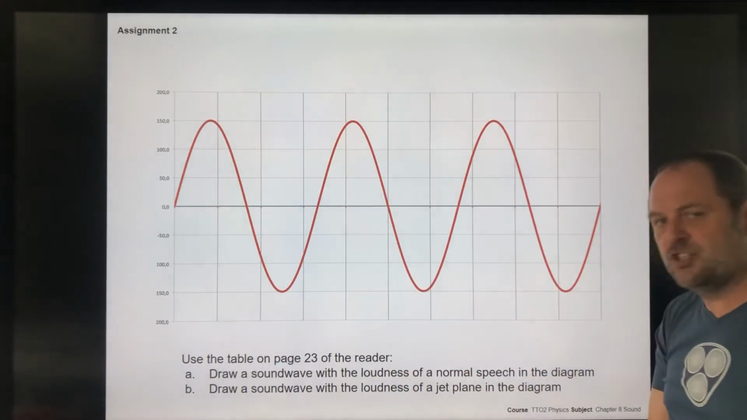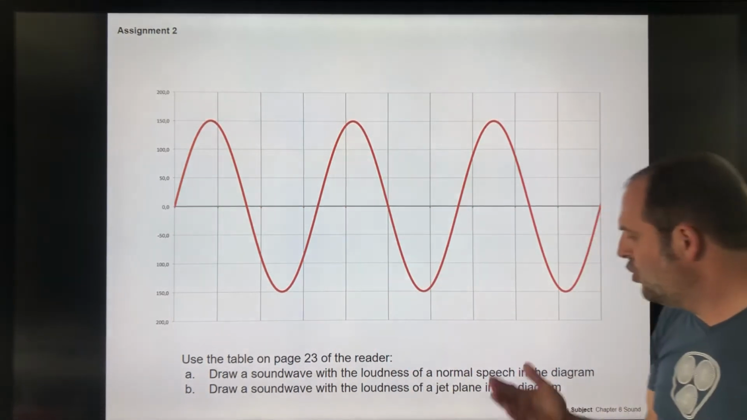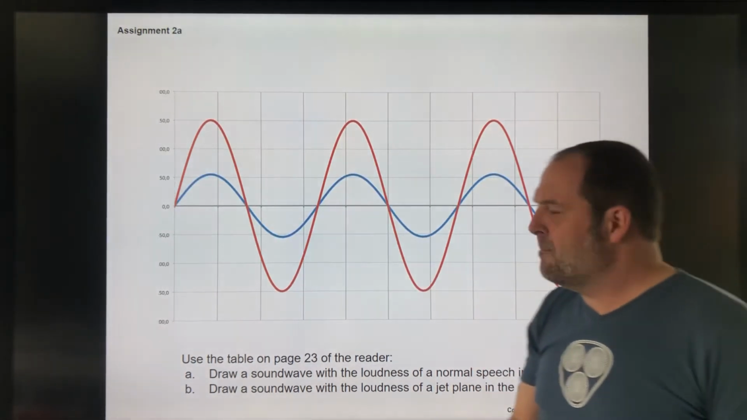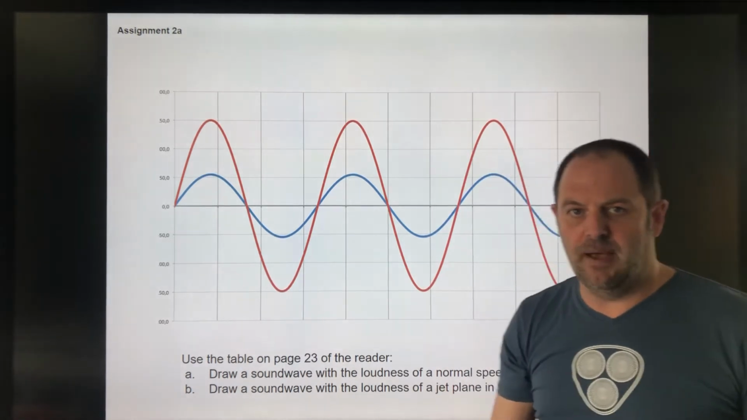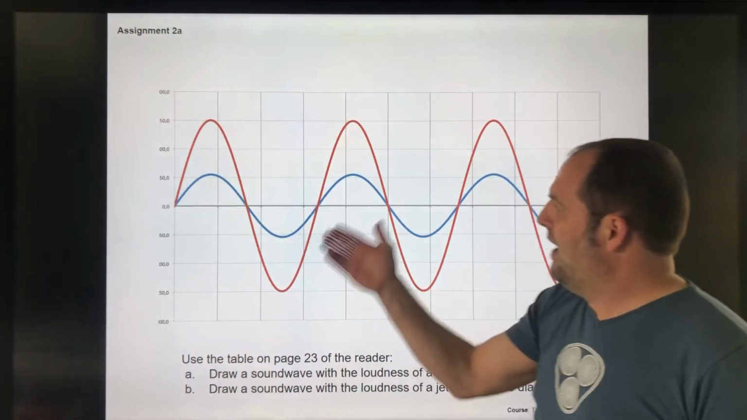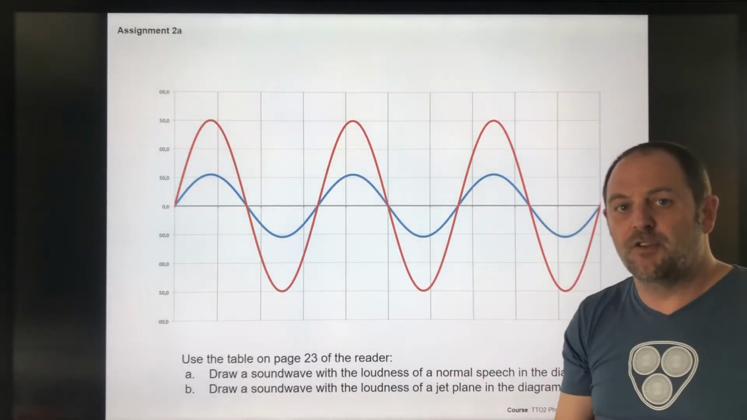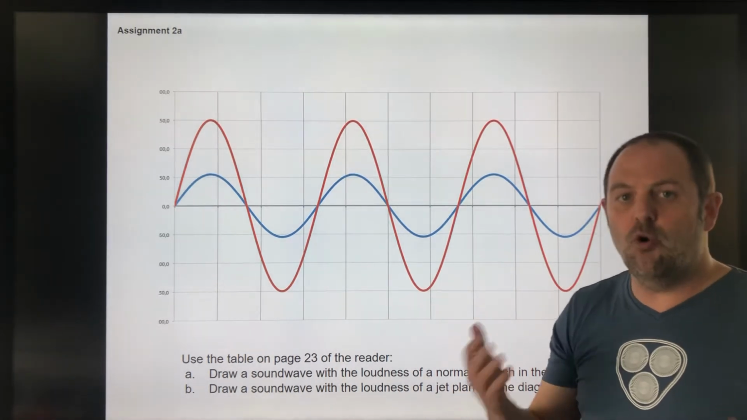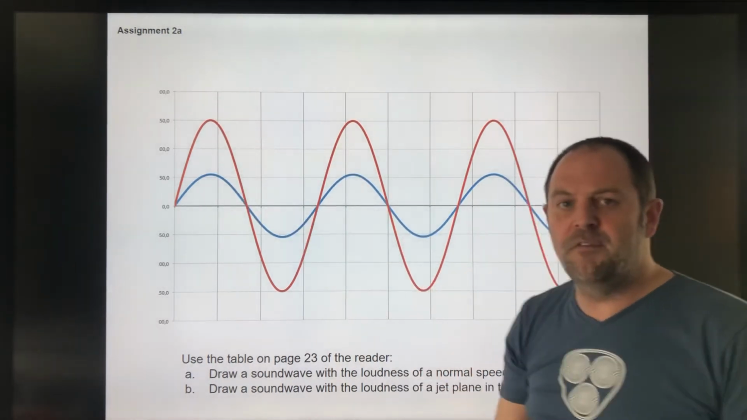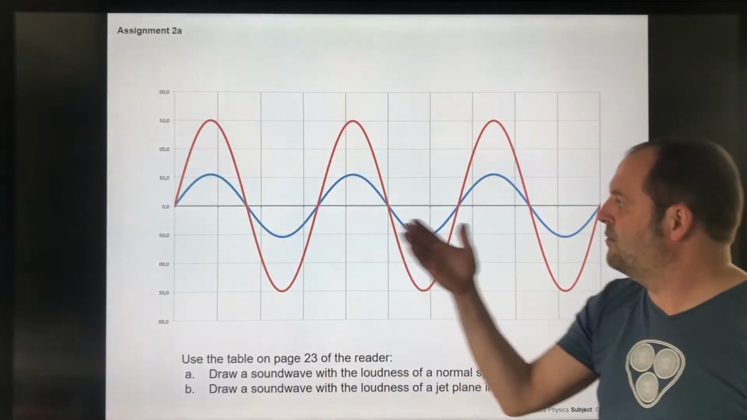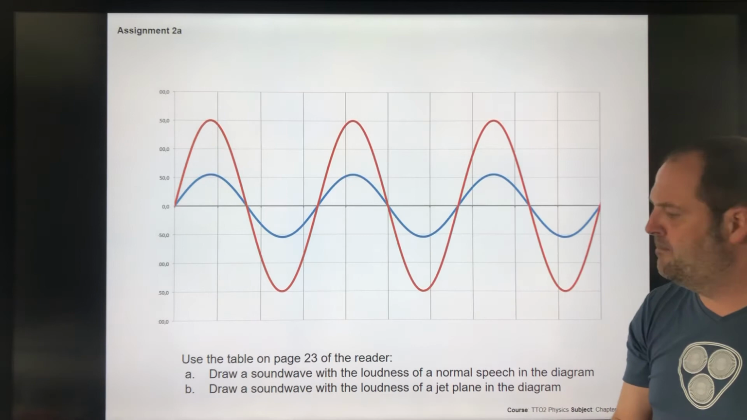Well, if you search at the table, you will find that the loudness of normal speech is approximately 55 decibel. So the sound wave, the amount of waves per second, the frequency, is still the same. The only thing that changes is the volume, so the top drops to 55. Make sure you keep the frequency, the amount of waves, the same.